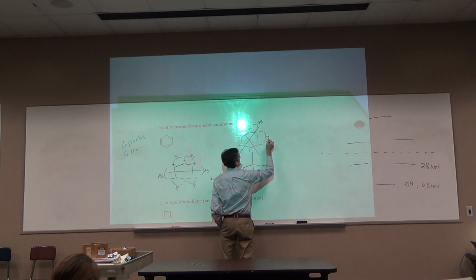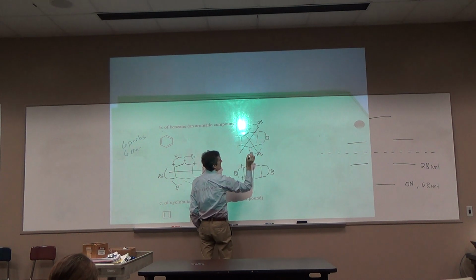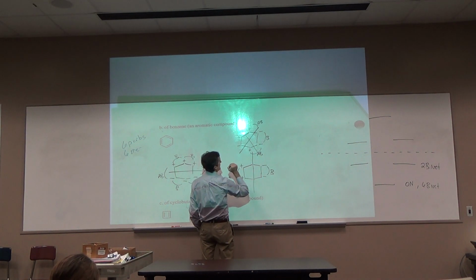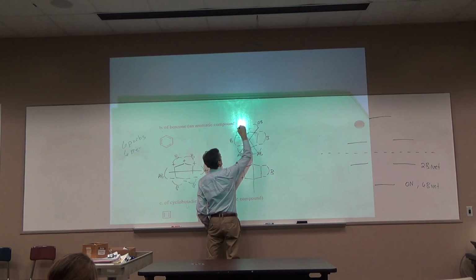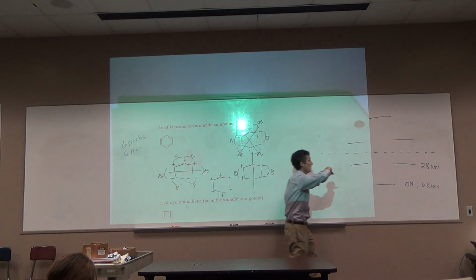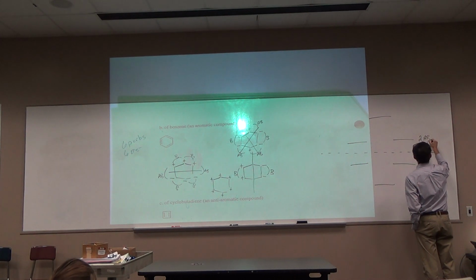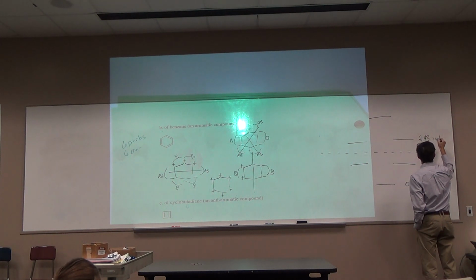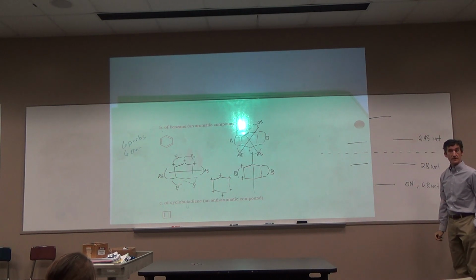Anti-bonding, bonding, anti-bonding, anti-bonding, bonding, and what? What's the net? 2 anti-bonding net. Those above the midline are going to be anti-bonding molecular orbitals.